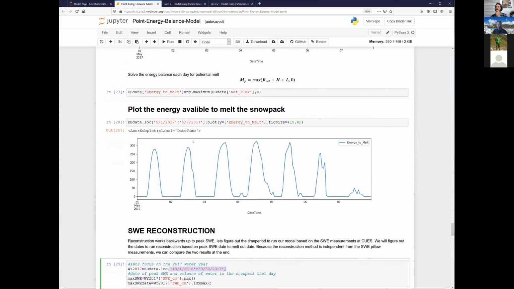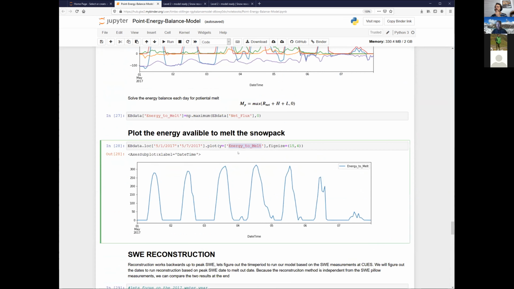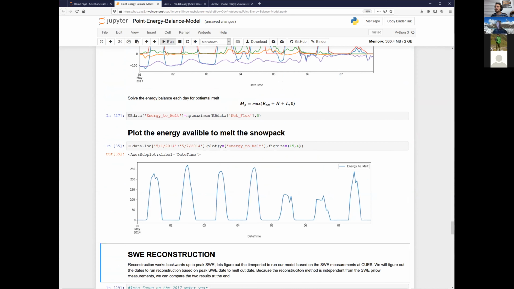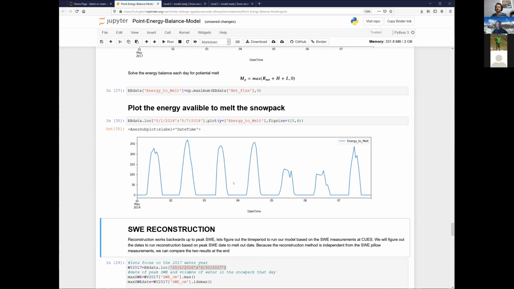When we did the actual calculations for energy to melt, right here I'm looking at 2017. If I change this to 2014, it should also run. We did all the hourly calculations for the entire 5-year period to do the SWE reconstruction. We just visualized one year, but up to this point, it ran for every period of time. So you can play around. Anytime you see these dates here, you can change the dates and look at different periods.